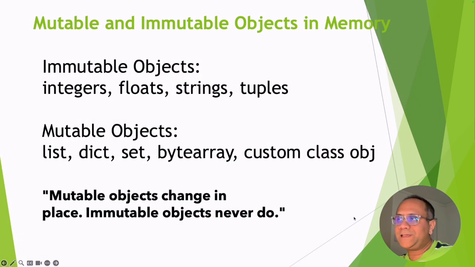Now we're going to discuss a very interesting topic in Python: mutability and immutability of objects, and how it works. In Python, immutable objects are integers, floats, strings, tuples, and mutable objects are like list, dictionary, set, bytearray, custom class objects, etc. A mutable object changes in place, and an immutable object never does. Let's try to understand this statement.